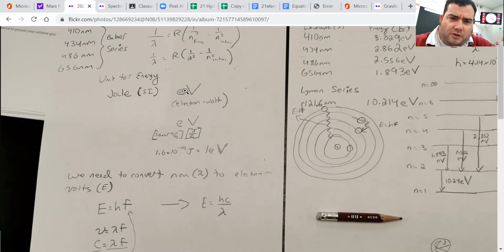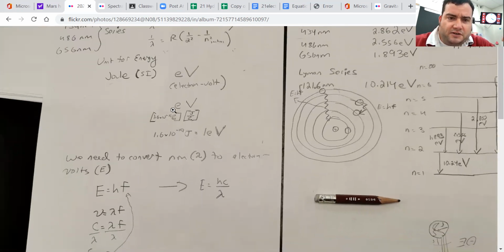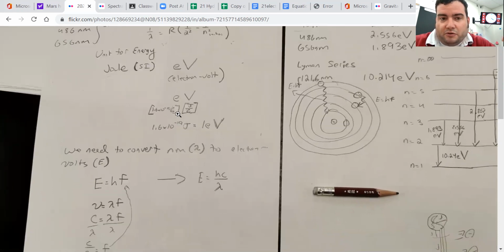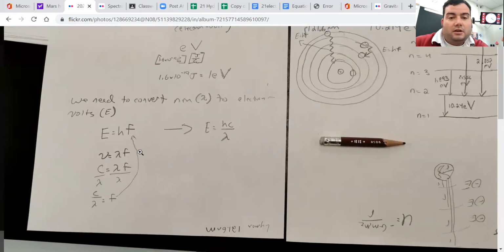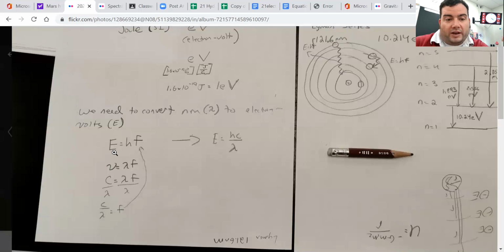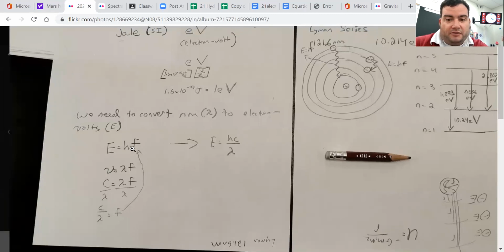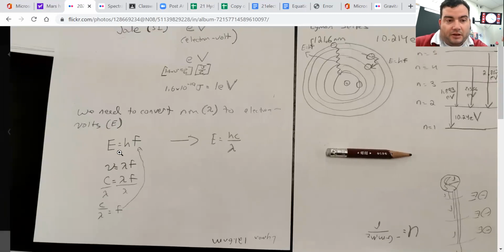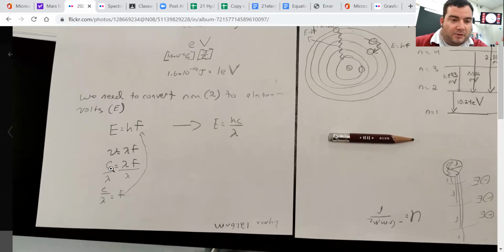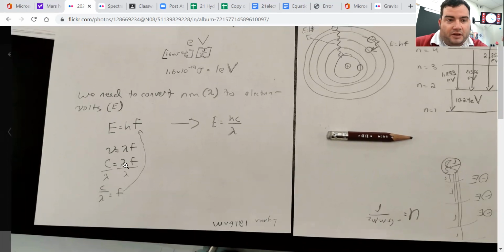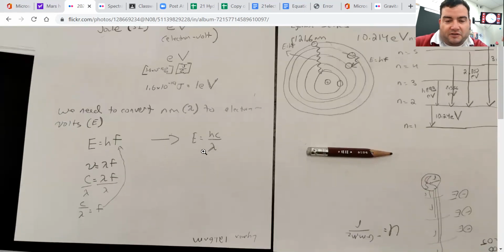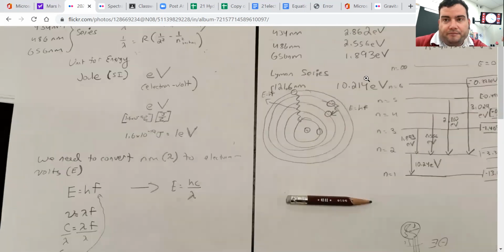Electron volt sounds awkward. It's literally the charge on an electron times a volt, but that's coulombs times joules per coulomb, which would give us joules. So it really is an energy unit. We can convert wavelength into energy by using the Planck-Einstein relationship and the wave speed equation, remembering the speed of light is c, 3 times 10 to the 8 meters per second. Combining those two equations gives us this equation, which can convert our wavelengths into energies.